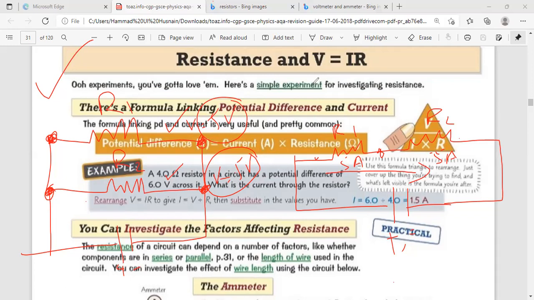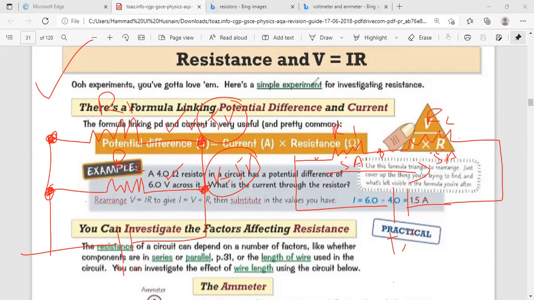But in case of series combination, if two components are connected in series, then the current flowing through both the components will be the same. Have you noted it down?